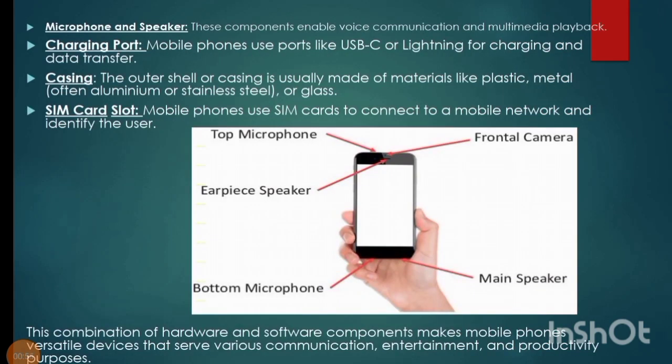Microphones and speakers. These components enable voice communication and multimedia playback. Charging port. Mobile phones use USB-C type or Lightning ports for charging and data transfer. Casing. The outer shell or casing is usually made of materials like plastic and metal such as aluminium or stainless steel, or glass. SIM card slot. Mobile phones use SIM cards to connect to a mobile network and identify the user.